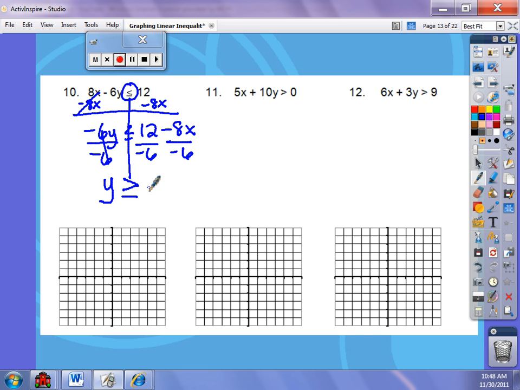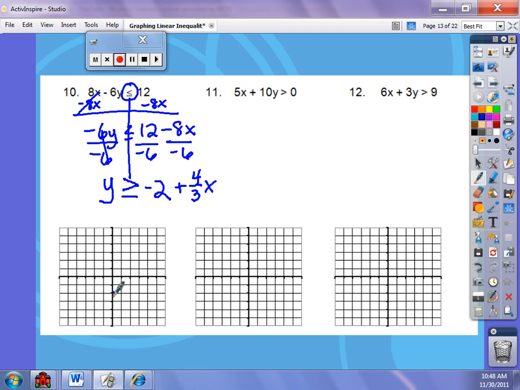12 divided by negative 6 is negative 2. And this isn't going to divide evenly, but I do end up with a negative over a negative is a positive. You can either leave it as 8 over 6, or you notice that both of these numbers are divisible by 2, and I get 4/3 x. Again, your calculator using the math button will do that for you if you're having trouble doing that by yourself.